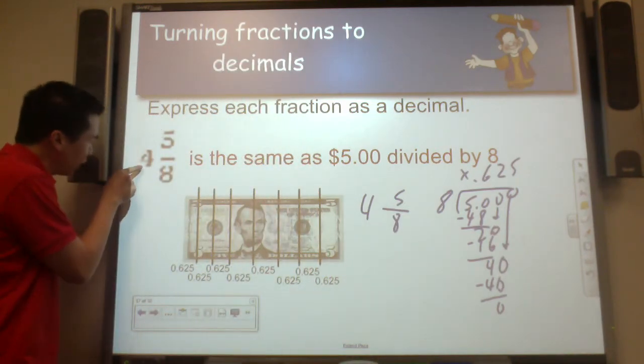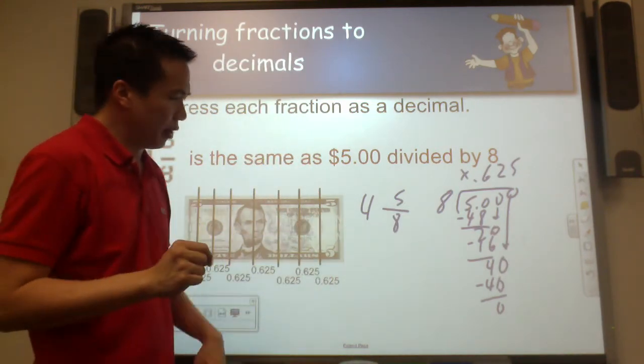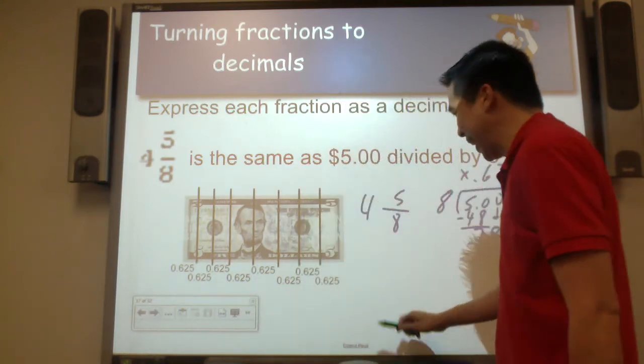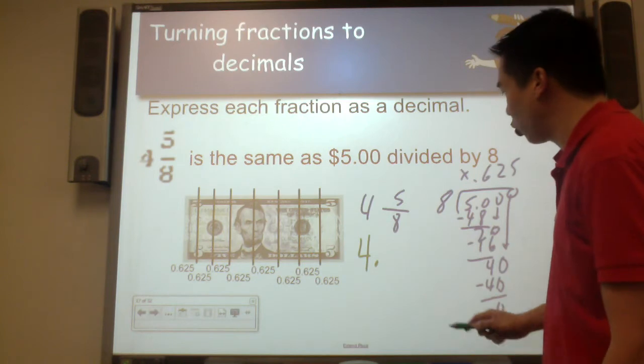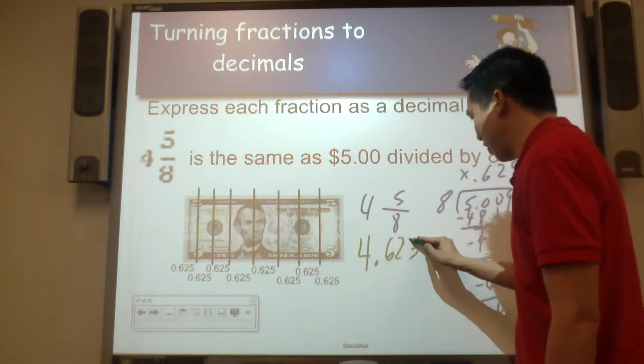Isn't there a whole number right here, 4? So do you mean the answer is 4 and, what is the decimal equivalent of 5/8? 0.625.